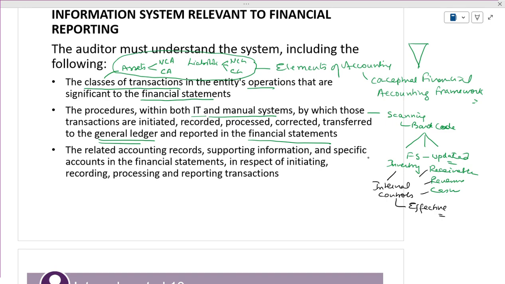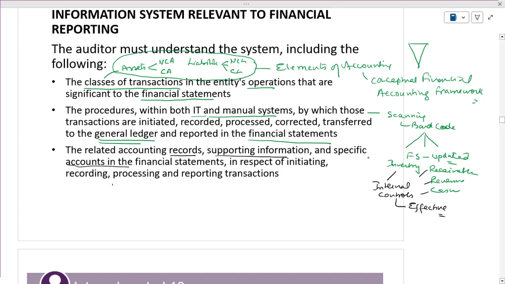Now that is what it says. Nowadays we are talking about the IT audit. Is it the audit through information technology? When you are talking about the audit through information technology, we are working with related records. We are taking the supporting information. We are talking about the specific accounts in the financial statements.